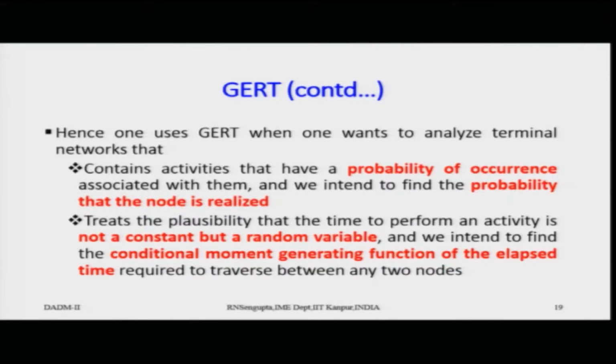So, GERT treats the plausibility that the time to perform an activity is not a constant, but a random variable with a certain distribution, and we intend to find the conditional moment generating function of the elapsed time required to traverse between two nodes, such that we are able to find the particular distribution, the variance, the mean, the median, based on which we can find out the average time and the variances, if at all, from node 1 to node n, considering there are n number of nodes from the start to the finish for that job.